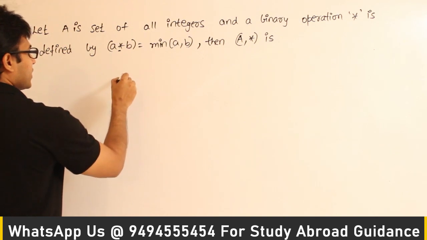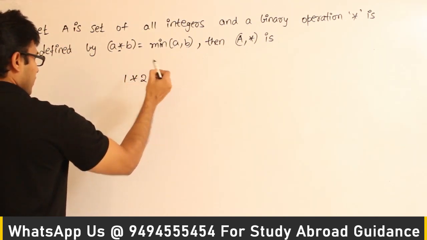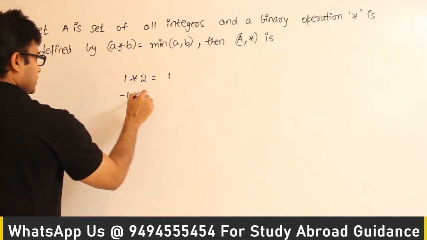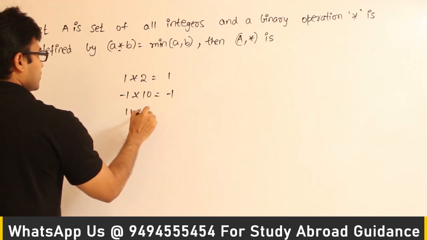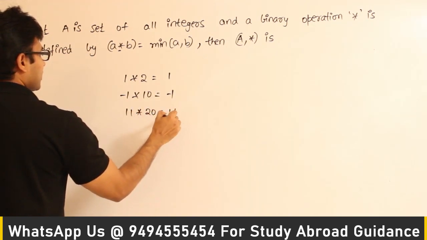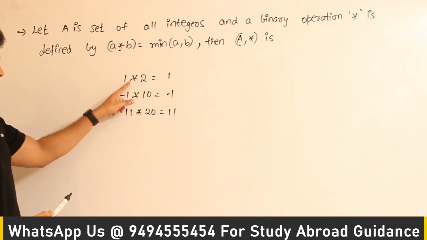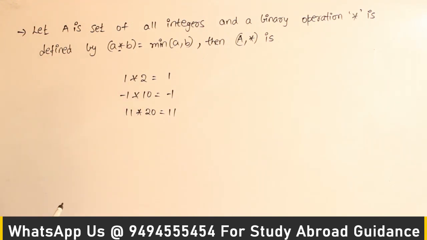For example, if I take 1 star 2, then the answer is 1 because the minimum of these two is 1, and similarly minus 1 star 10, the answer is minus 1. For example, 11 star 20 is 11, something like that. So whenever star is applied between A and B, whatever is the minimum is taken as the answer, right? So star here is nothing but the minimum operation.